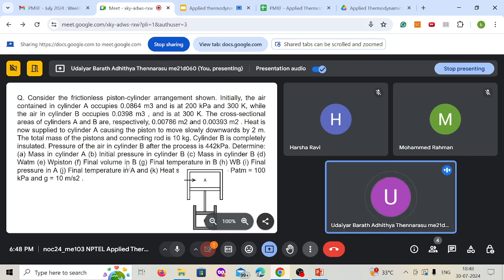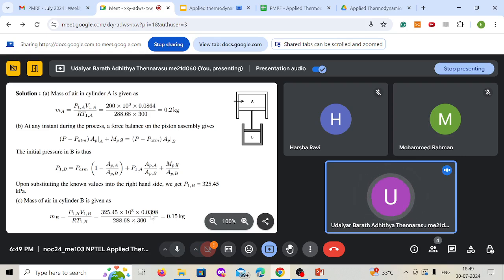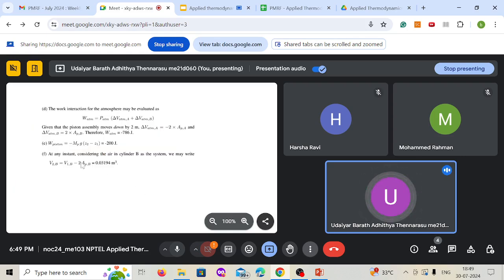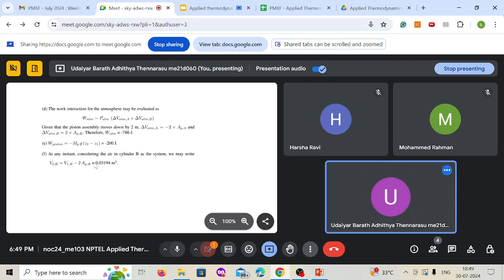Next, we have to find out the final volume in B. So final volume is, we know the initial volume which is given, which is 0.0398 meter cube, minus the change in volume which we have already calculated. So substituting that, you will get the final volume as 0.03194. So initially it was at 0.0398. It becomes 0.03194.